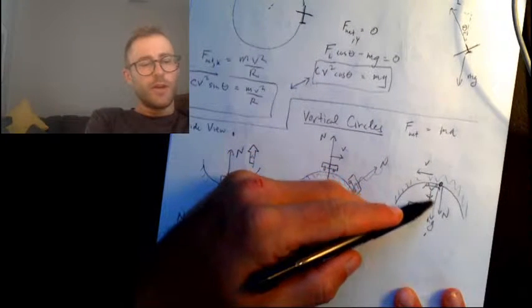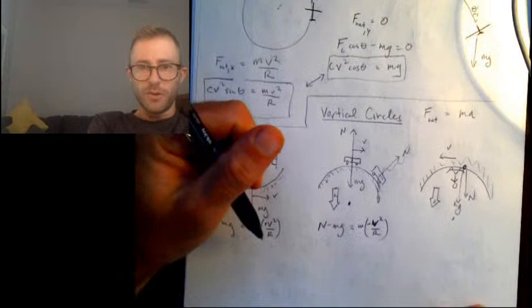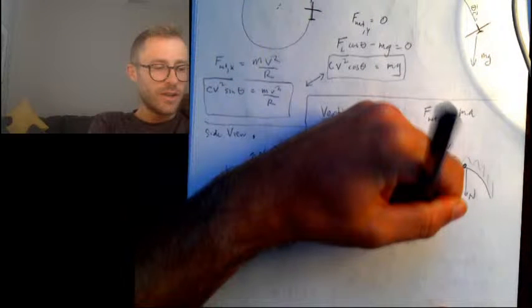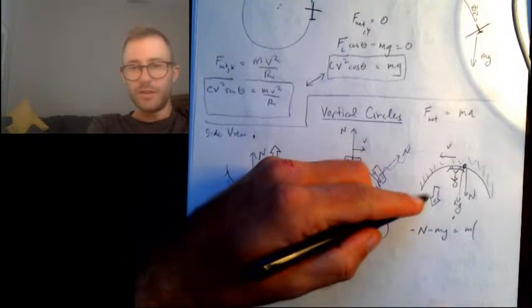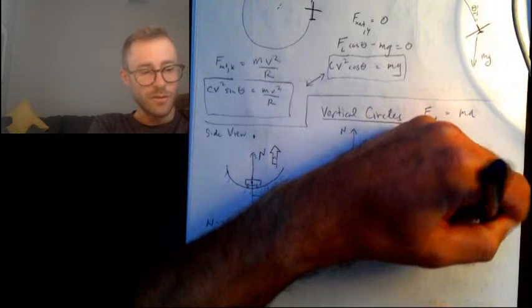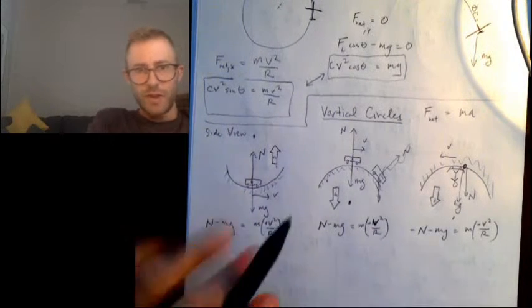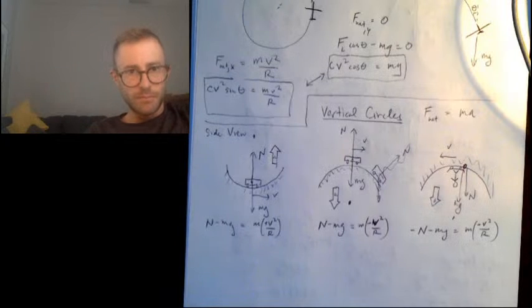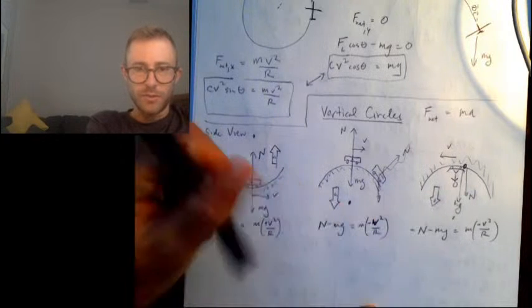Here we have both of these forces are downward. So our net force is going to be minus N minus mg equals m times the acceleration. The acceleration is also downward, so we have minus v squared over r. So notice how in each of these cases the signs are switching around. Okay, so the toughest part about vertical circles is getting the signs of all of these terms correct.